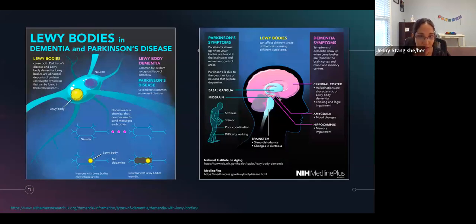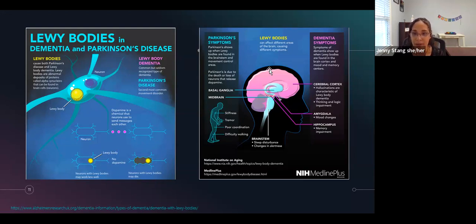So I do have another infographic for you. If you see here, this little yellow dot is called a Lewy body, and it's snuggled into your neuron here, okay? And Lewy bodies will cause both Parkinson's disease and Lewy body dementia, okay? So look right here, we've got a neuron. Dopamine is a chemical that neurons use to send messages to one another. So if you have two healthy neurons, they will communicate with dopamine well, right? The way they're supposed to. However, if your neuron has a Lewy body in there, it is blocking the dopamine from going to other neurons and communicating, and that can cause some of the neurons to die, okay?